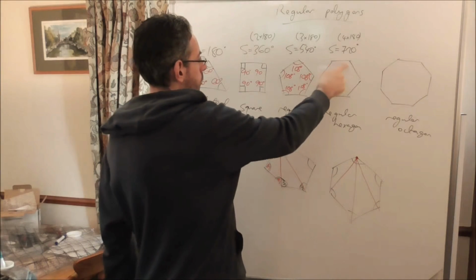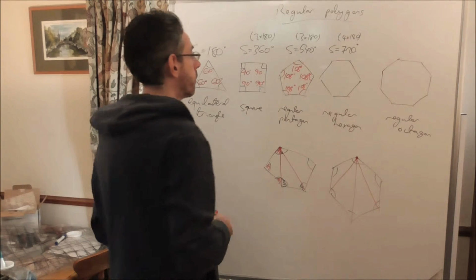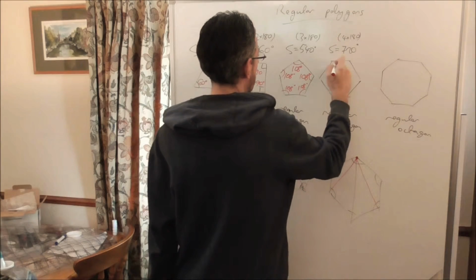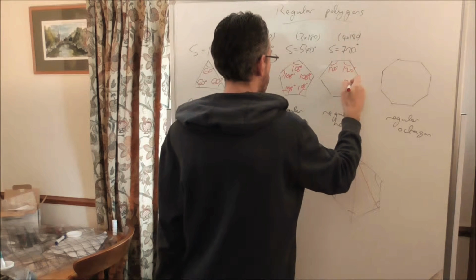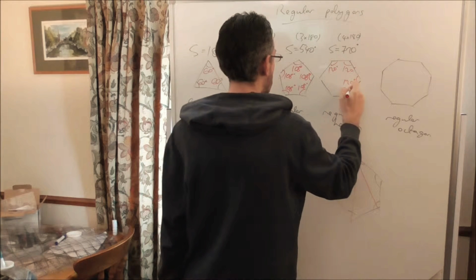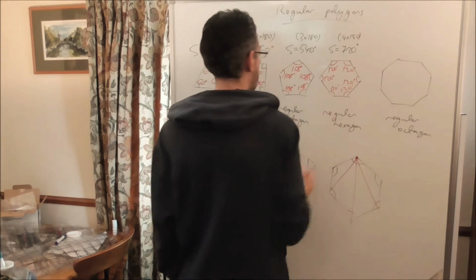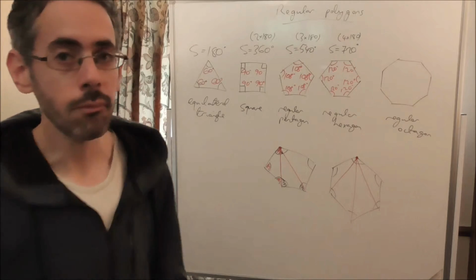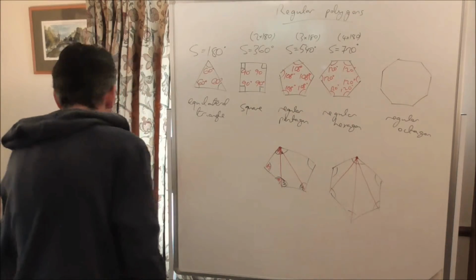So to get the size of each angle in a regular hexagon, they're all going to be the same. So you just do 720 divided by 6, which is 120. So all the angles are 120 degrees. 120, 120, 120, like so. So let's do an octagon now. So I'll just rub these out.